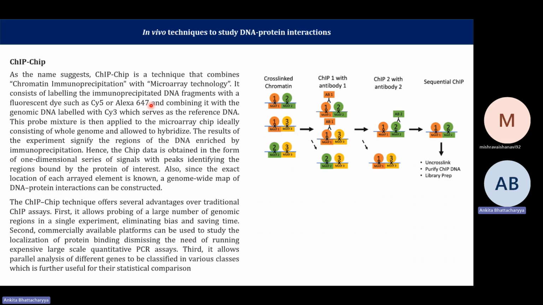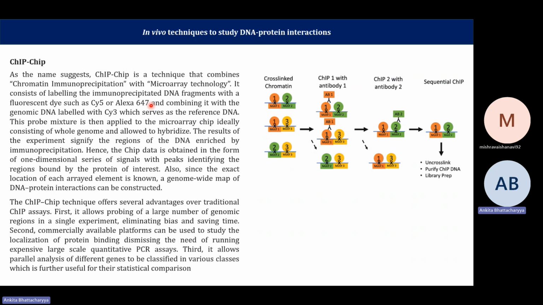The results signify the regions of DNA which become enriched, and this is obtained most commonly in the form of a one-dimensional series of signals with peaks identifying those regions which are bound by the protein of interest. Additionally, since the exact location of each element is known, a genome-wide map of DNA-protein interactions can be constructed.